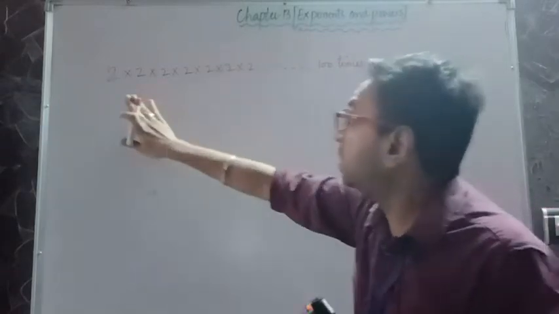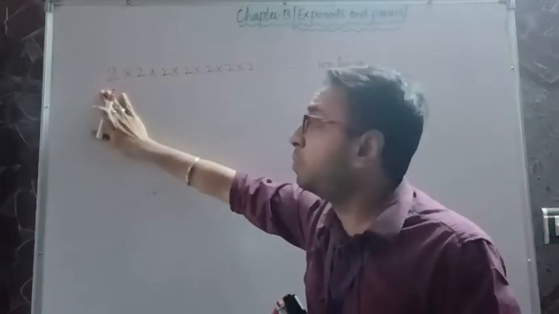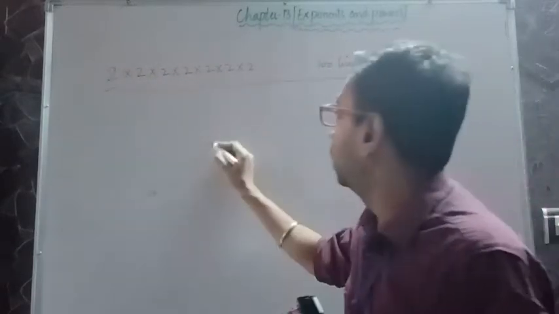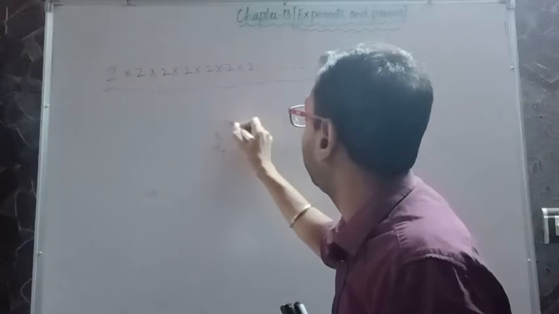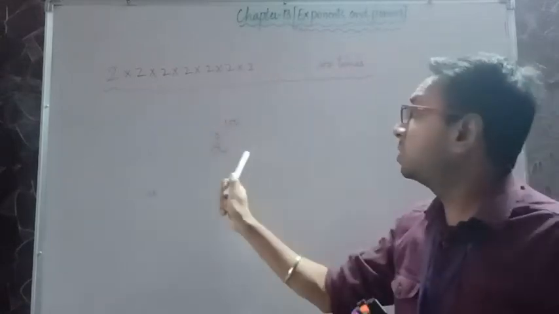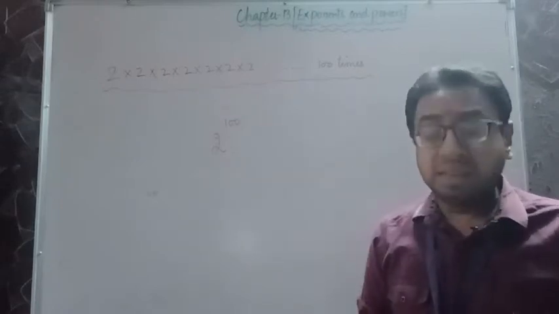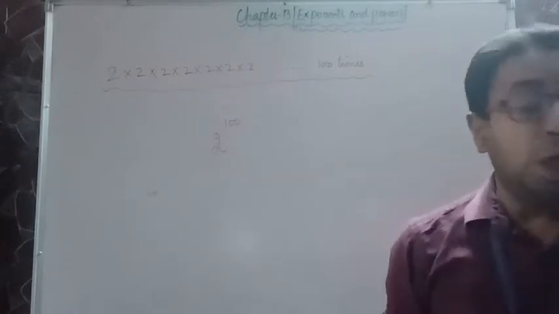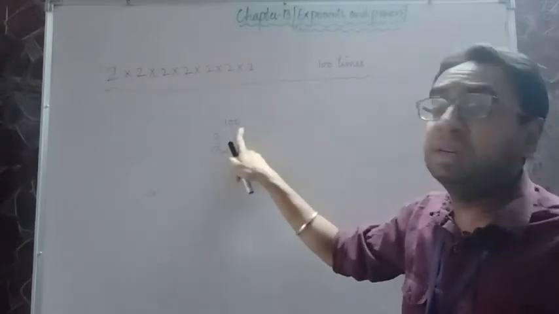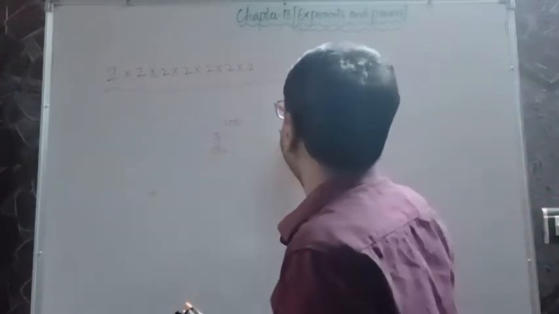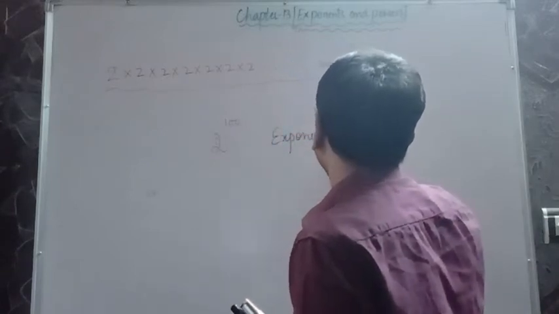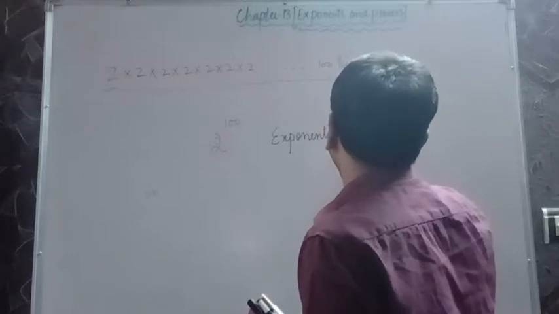Why? Because now see the magic. I will represent this in a simple form, 2 raised to power 100. The task given by my friend was this. He asked me to represent 2 200 times. I have represented it in this form, which is known as exponential form.